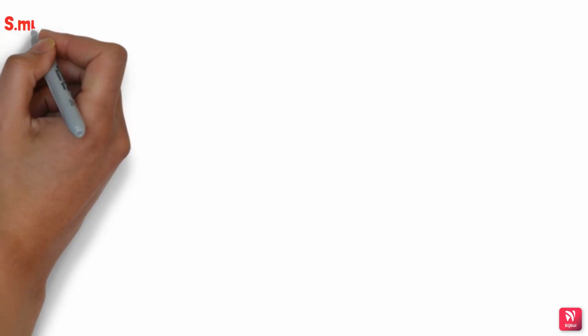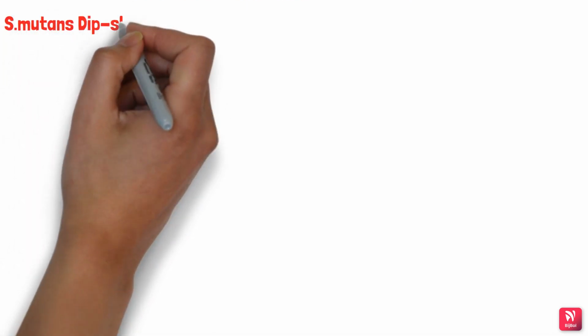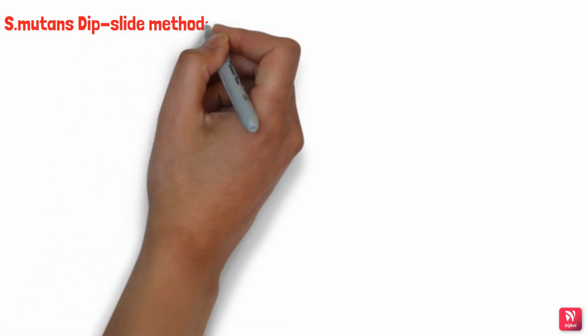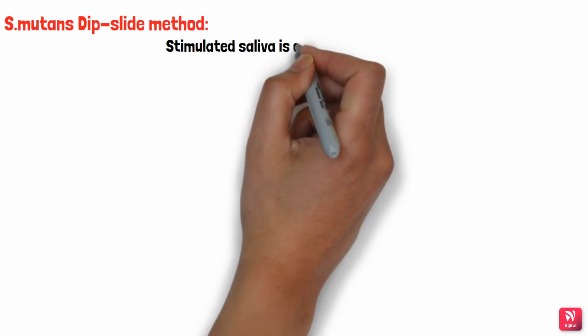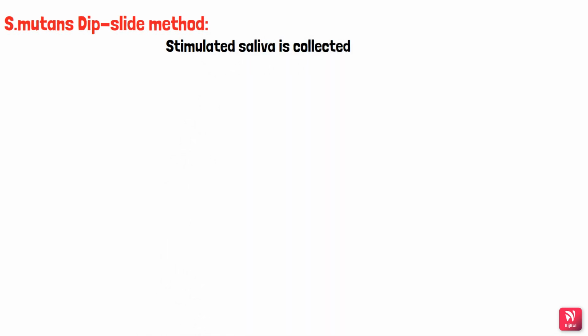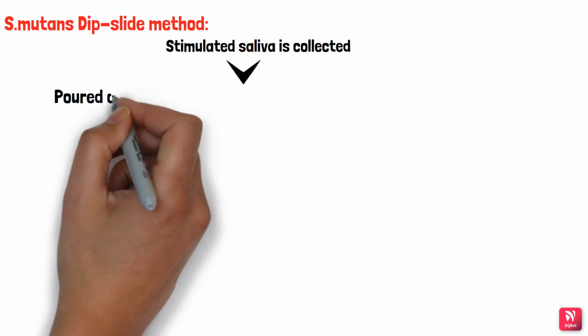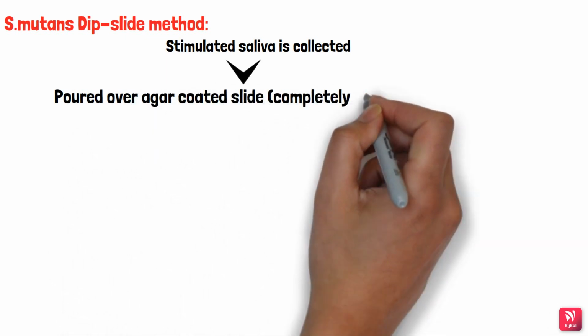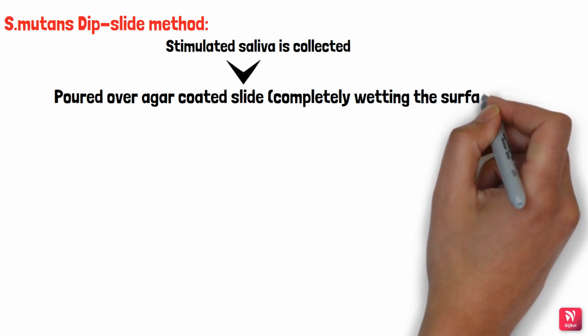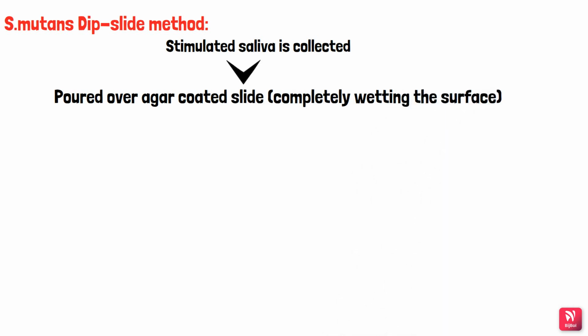Next is the Streptococcus mutans dip slide method. Here we will collect stimulated saliva from the patient for 5 minutes, and then it is poured over an agar coated slide. We pour it until the total surface is wet, and then we drain off the excess and allow it to dry for some 10 minutes.